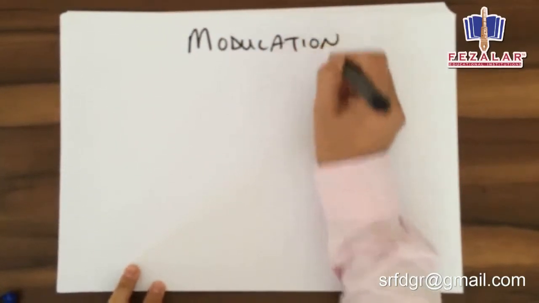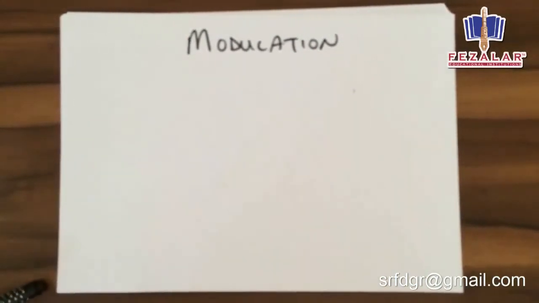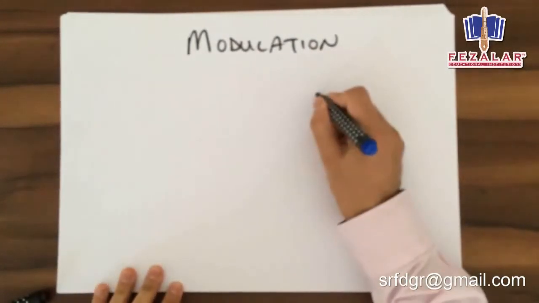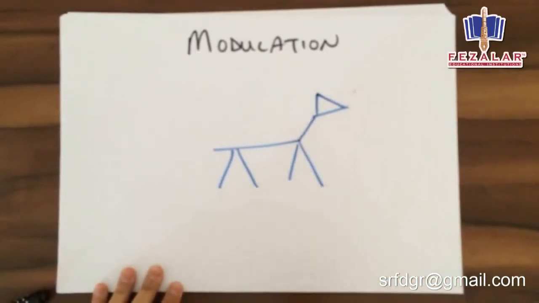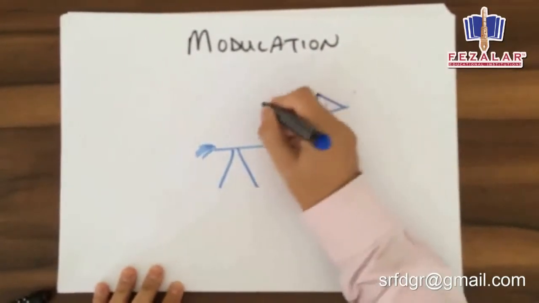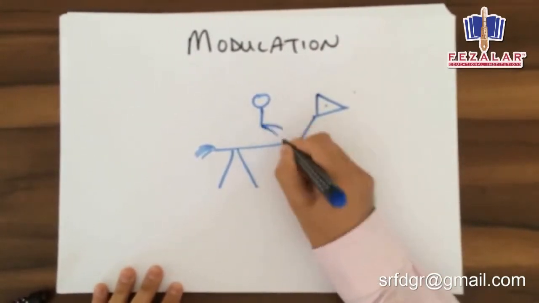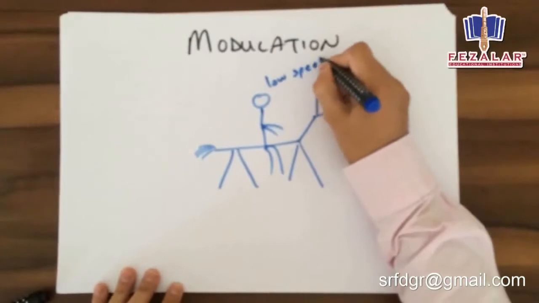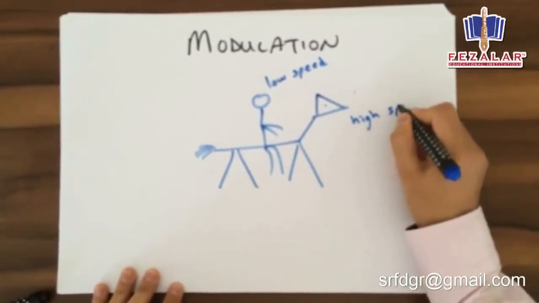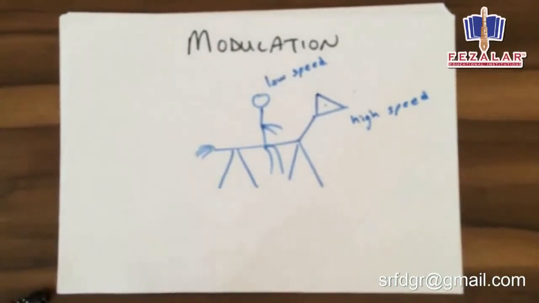I will explain that. What is modulation? Consider the rider has low speed and the horse has high speed. This is our horse, speed horse, and this is our rider. The low speed rider is carried by the high speed horse. Why? Because the rider cannot travel over long distances, so he uses a high speed horse.